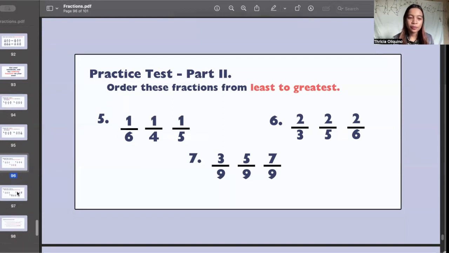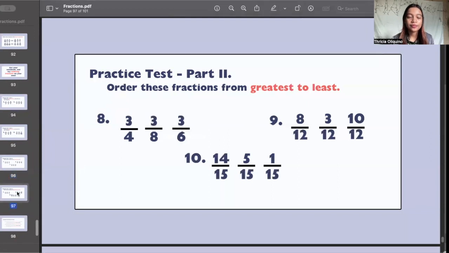Let's proceed to the next number. Again, you can pause this video if you're not done answering. Number 8, you need to order these fractions from greatest to least. In the previous slide, you needed to order the fractions from least to greatest. In here, you need to order the fractions from greatest to least. Read the instructions carefully, and I hope you don't get confused.